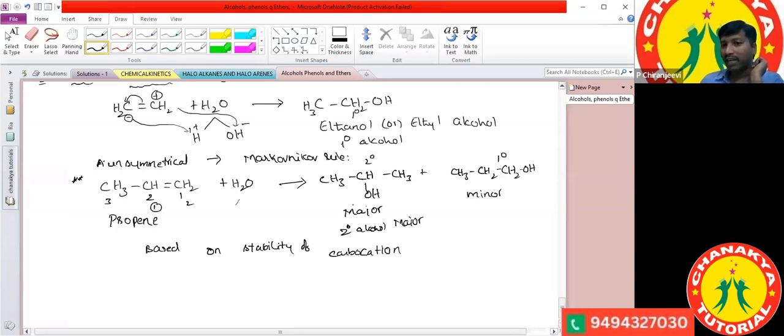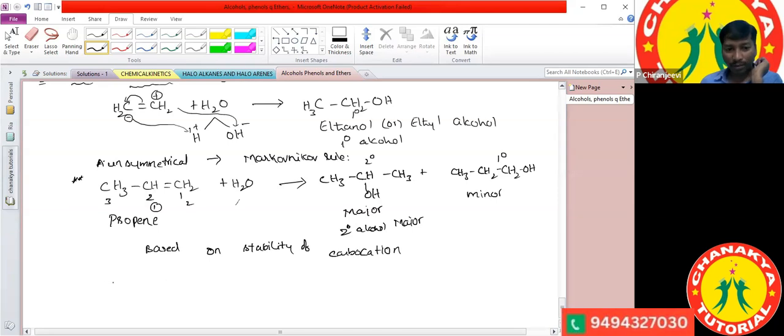In this one you will get a secondary carbocation. Which one is more stable? Secondary carbocation is more stable than the primary carbocation. Due to that reason only, we are taking secondary alcohol as the major product. Now we got the clarity.